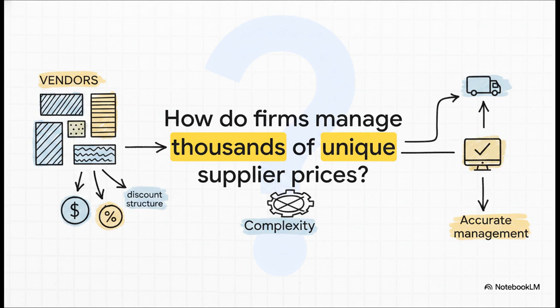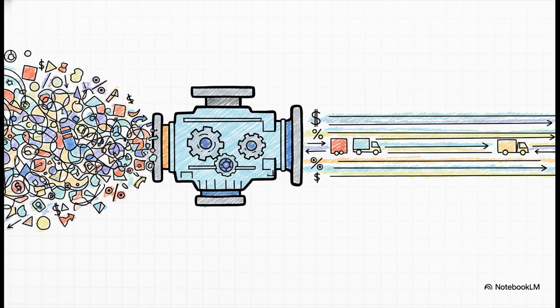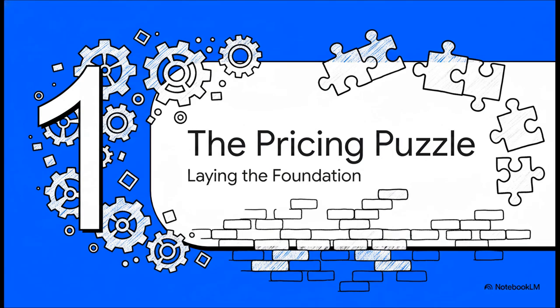So the big question is, how on earth do you keep all of that straight and make sure it's all accurate and automatic? Well, that's exactly where the SAP pricing procedure comes in. It's the answer to all that chaos. You can think of it as this incredibly smart engine that takes all that complicated stuff and just makes it work.